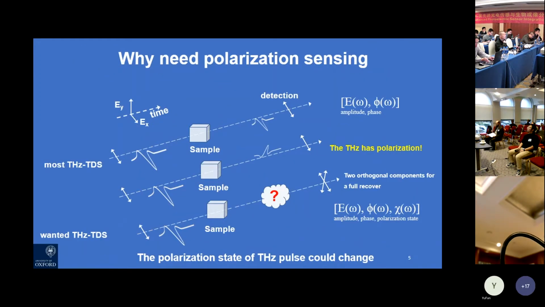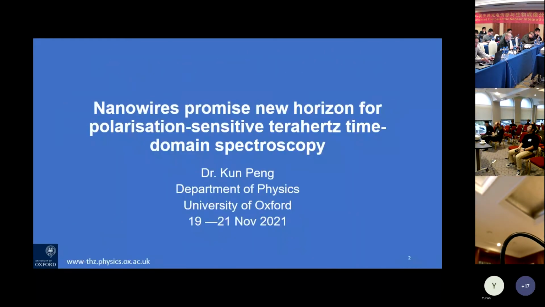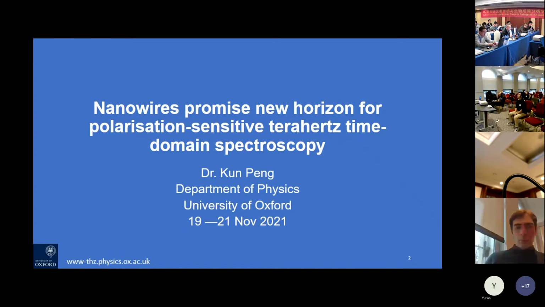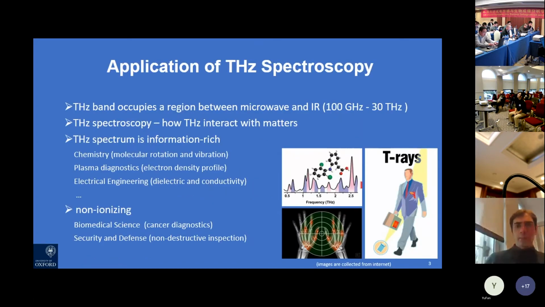Okay. Yeah, thank you so much. Today I would like to introduce a new type of terahertz detector, which is made of nanowire networks. And we believe this new type of terahertz detector could give new life to terahertz time domain spectroscopy. So firstly, I'll start with some background introductions: what is terahertz and what is terahertz spectroscopy.